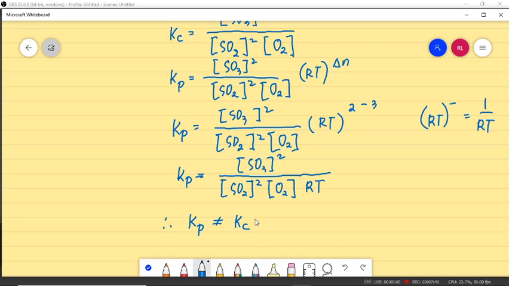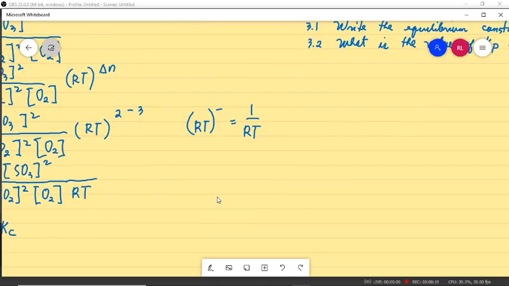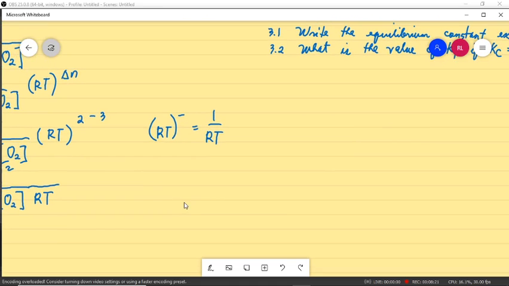So when will the two, K sub C and K sub P, become equal? If we have the same number of moles of gases in both sides of the equation. That is, if the number of moles of gaseous products is equal to the number of moles of gaseous reactants.